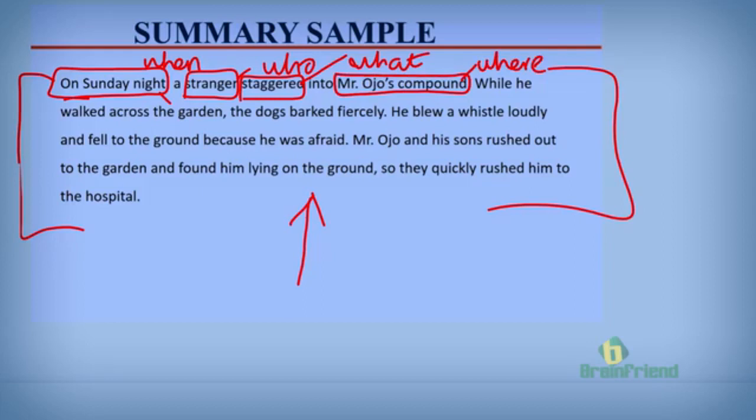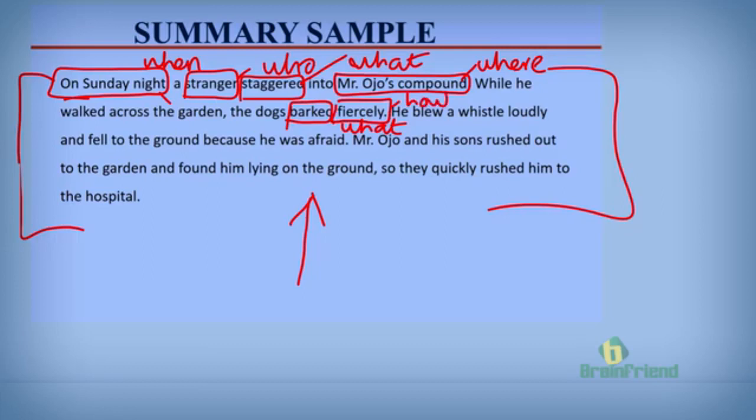Now, we also have the dogs barked fiercely. Dogs barked. This was what they did. So this is another what? Fiercely. This was how they barked. So this is my how element.